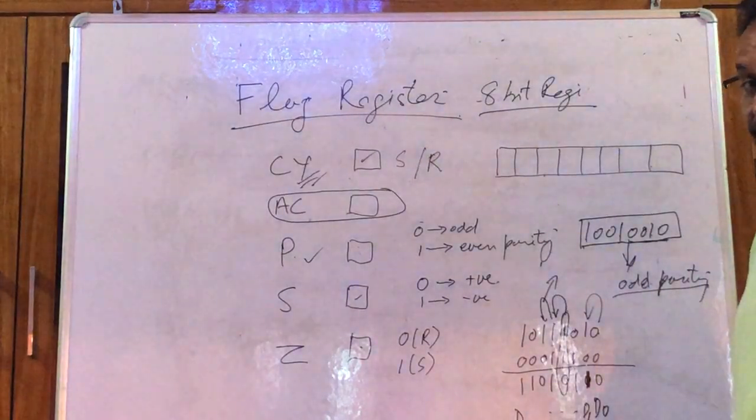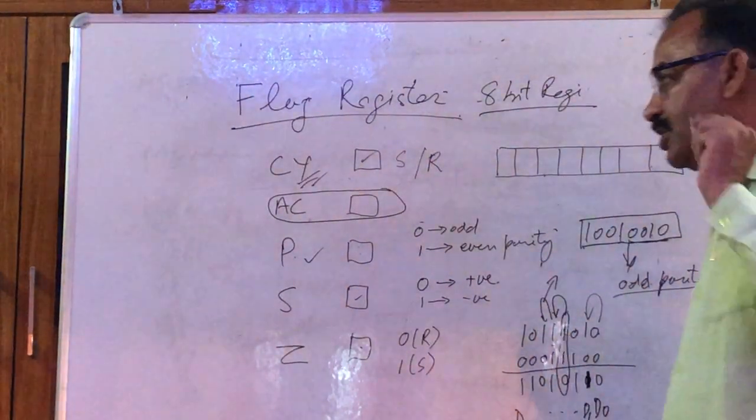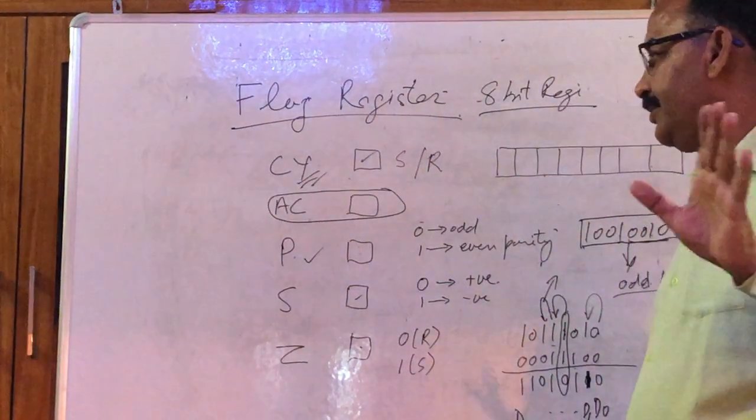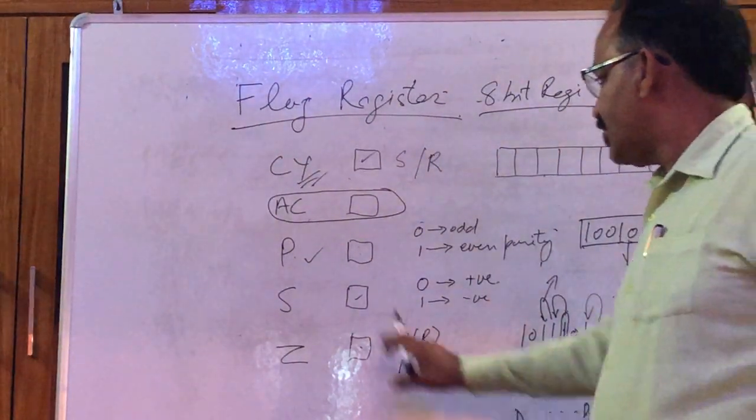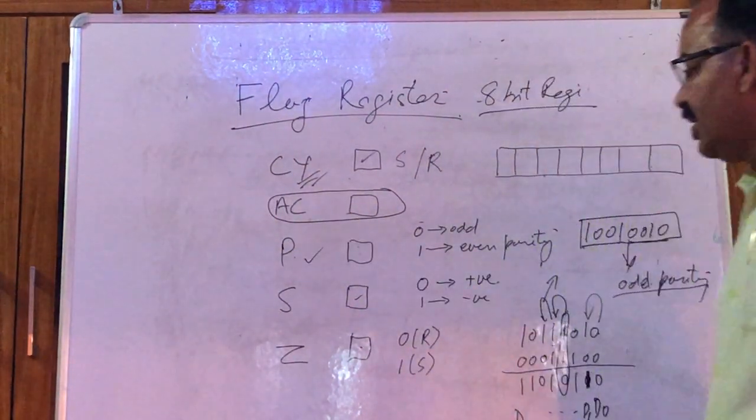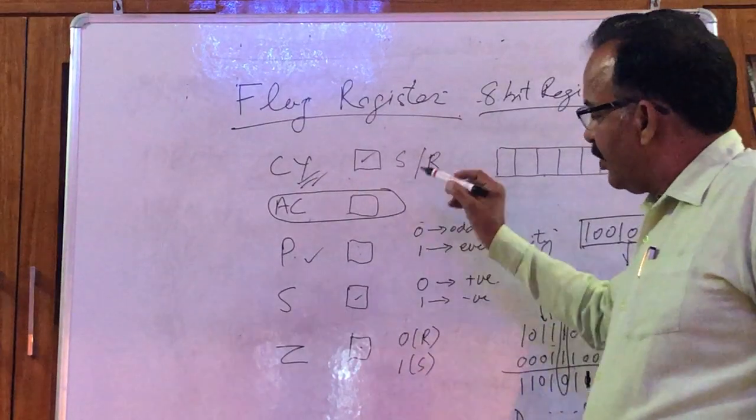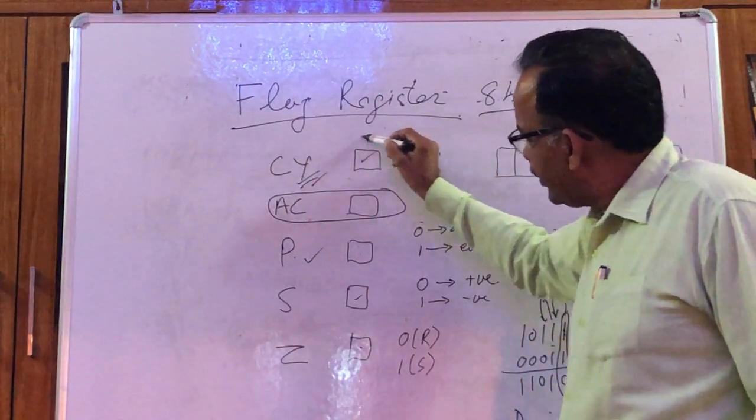But it does not represent BCD borrow, mind it. It represents BCD carry only. So it is auxiliary carry. Now, we define all this.